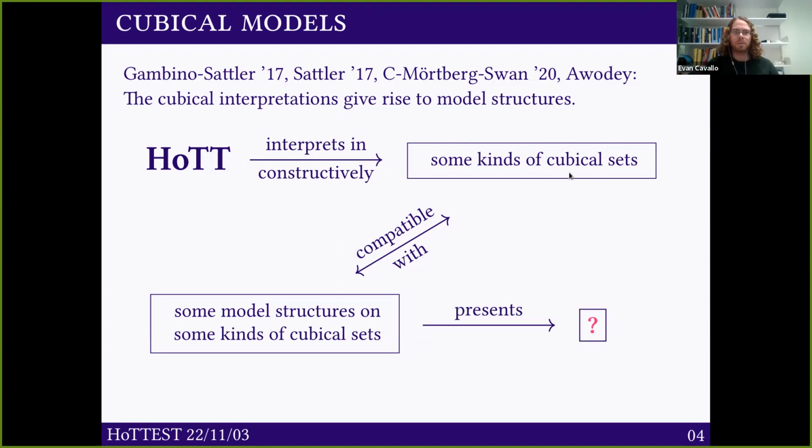When we were coming up with them, we didn't really think about what they presented. So now that's a question: what infinity categories do these model structures present? These are new constructions. They're not exactly coming from classical homotopy theory, and so we don't have a theory available to say what this is exactly. A starter question maybe is, do any of these present the infinity category of infinity groupoids?